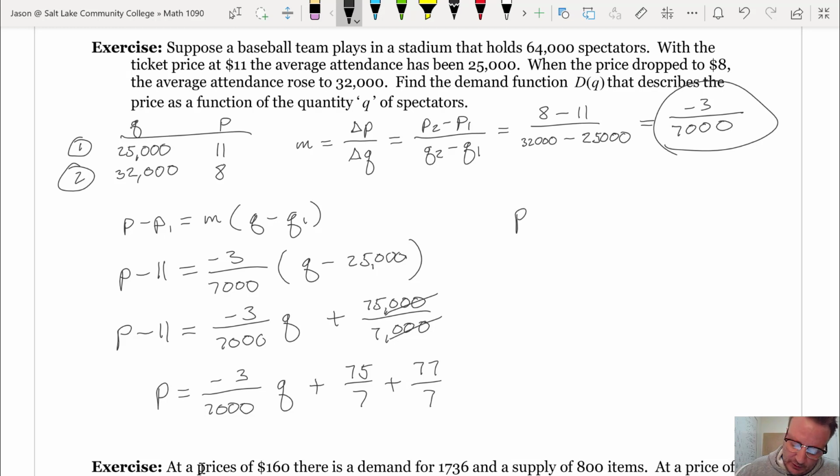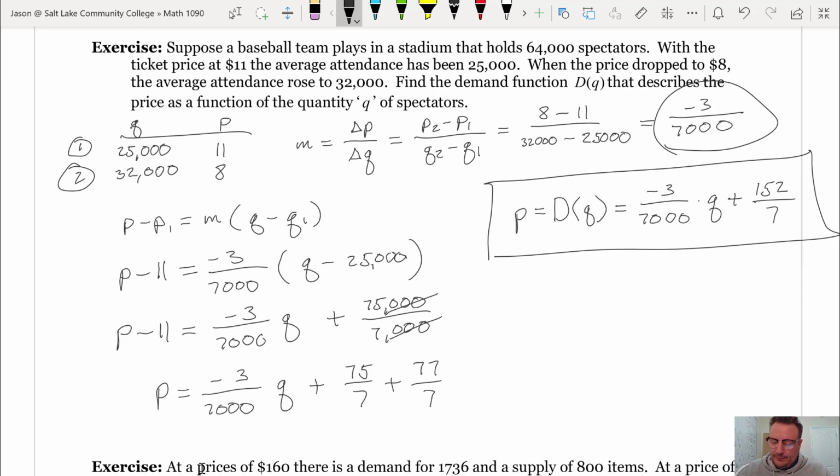So our function is, so the demand as a function of quantity, which gives me the price, is this function. It's going to be negative 3 over 7,000 times Q plus 152 over 7. Okay, this is a demand curve. Does it have a negative slope? Yeah, it does. Okay, that's good. Demand curves should always be trending downward.